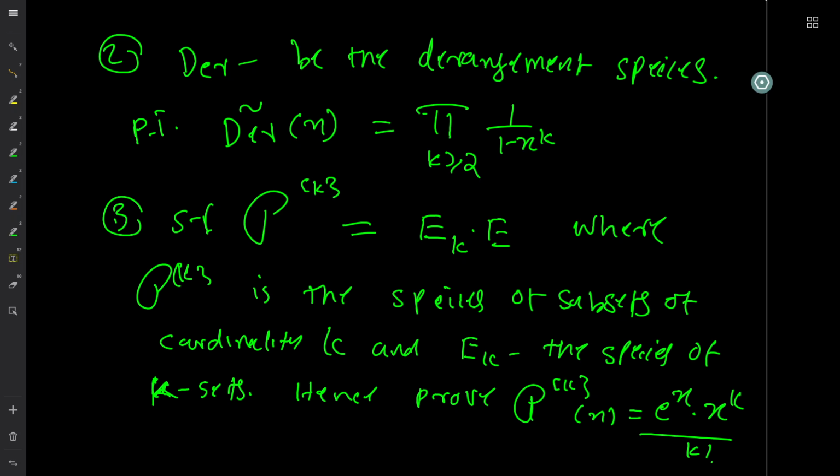The second question, second homework, is to do the following. Suppose by Der we denote the derangement species. We discussed this earlier. Then show that the isomorphism type is counted by the series product over k greater than or equal to 1 of 1 over 1 minus x raised to k. So that is Der tilde of x is equal to product k greater than or equal to 1 of 1 over 1 minus x raised to k.